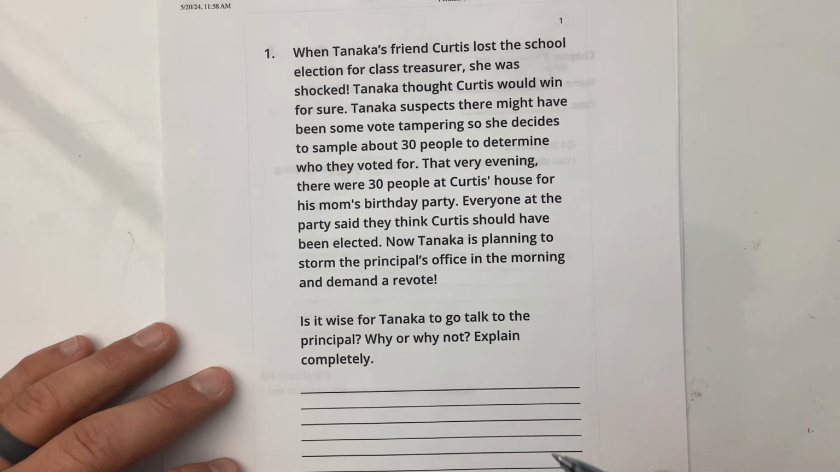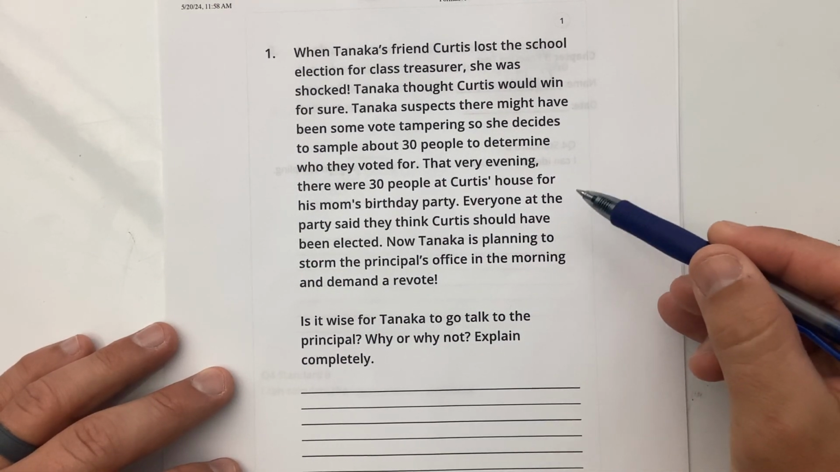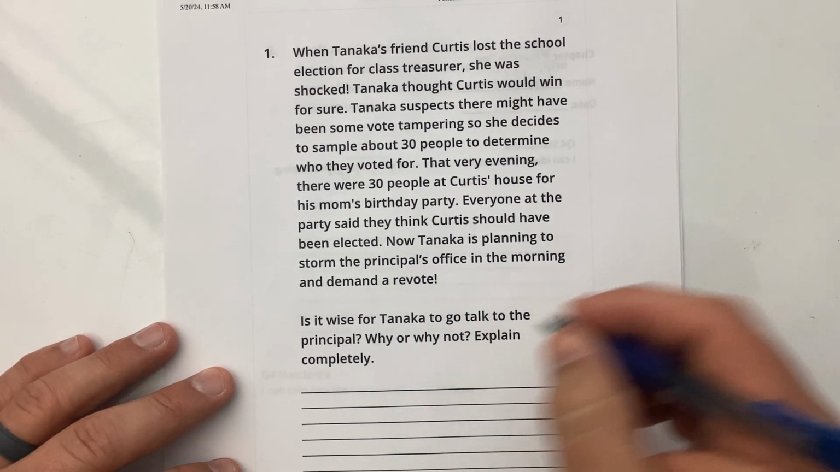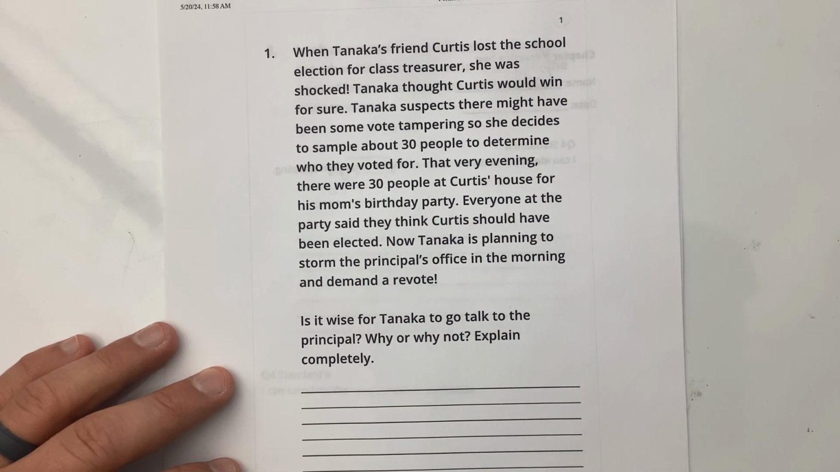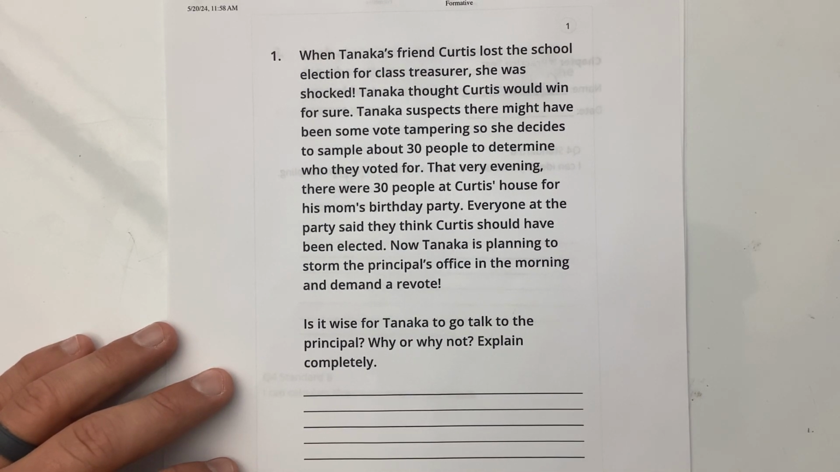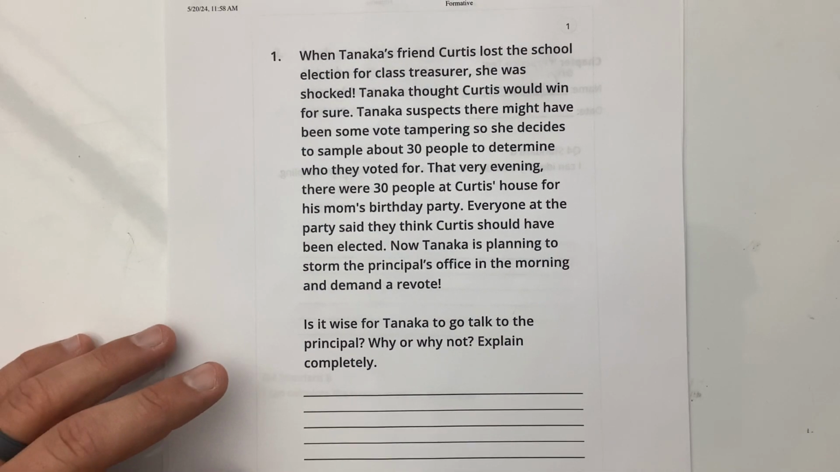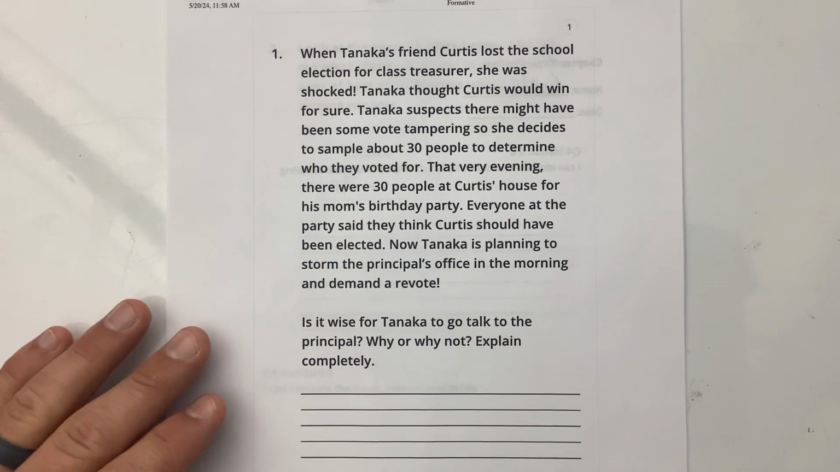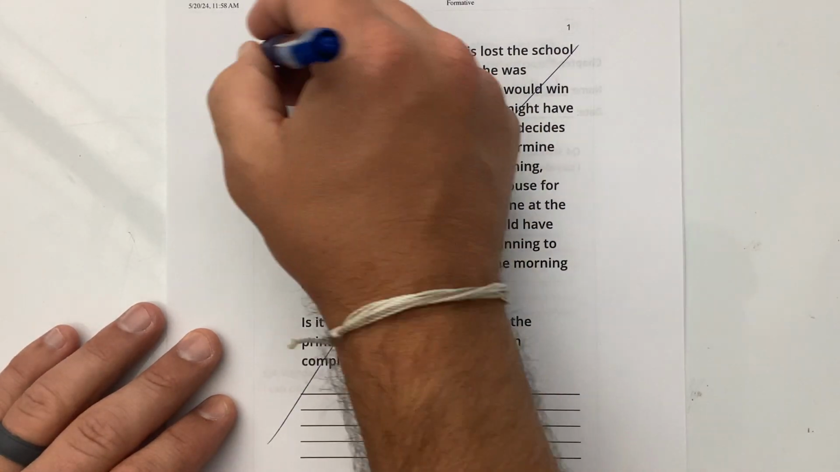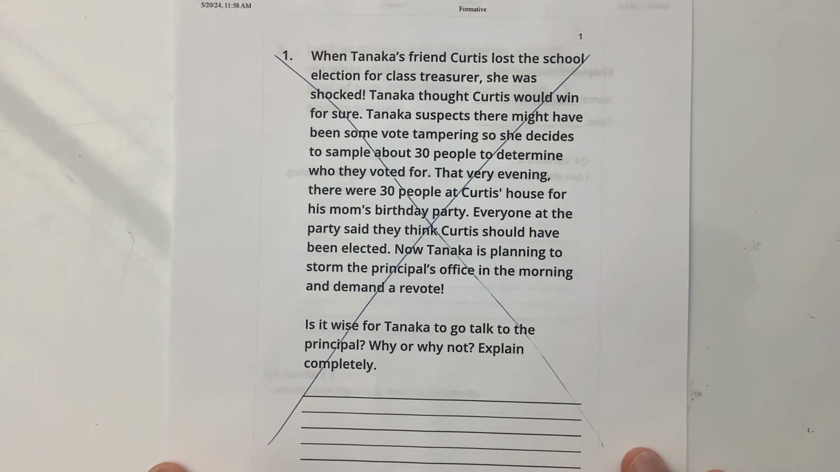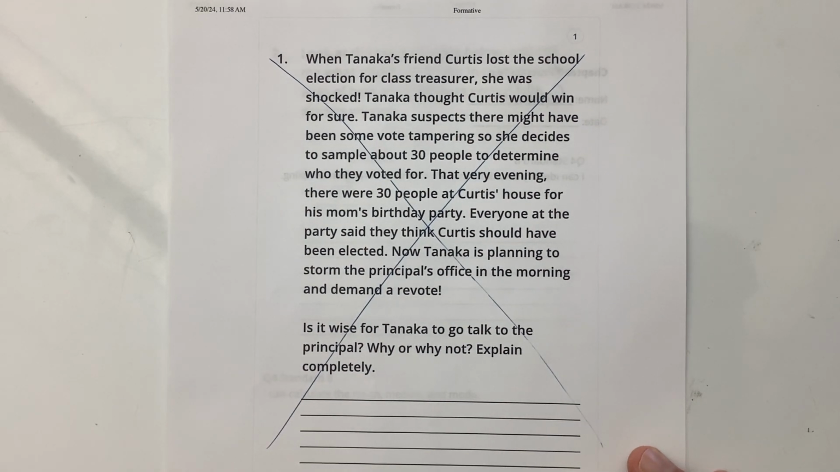Why or why not? Well, the answer is no, it is not wise. This is a convenience sample, which is not a representative sample, right? Obviously, this is just the people at Curtis's house. They're more likely to at least either like him or pretend that they like him when asked a question at his home. Now, the other important piece of information, this type of question will not be on the test. So you cannot worry about it.